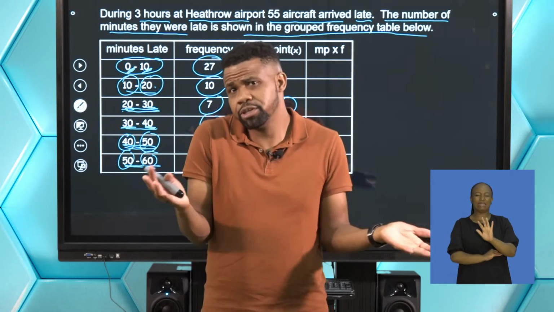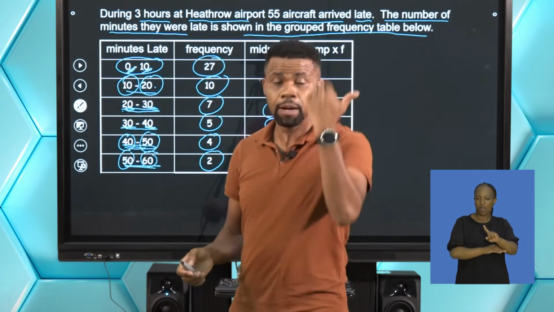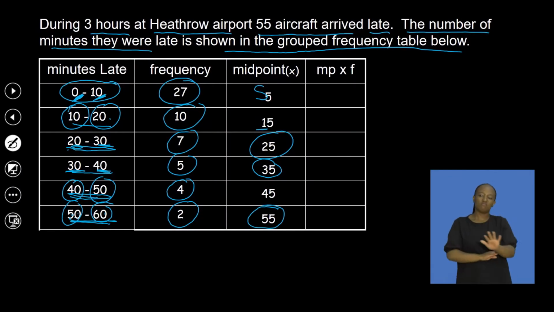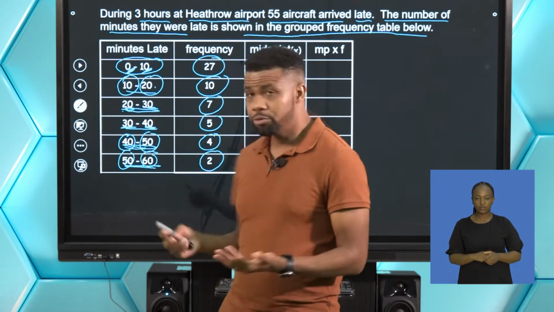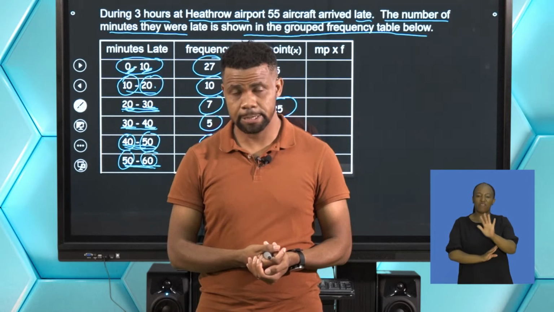Okay, which is not bad to wait for 5 minutes. So let's look at the last one, which is between 50 and 60. There could be an aircraft which is late by 51 minutes, by 52 minutes, by 55 minutes. The average is 55 minutes in that interval. The max can be an hour, but the average is 55 minutes.